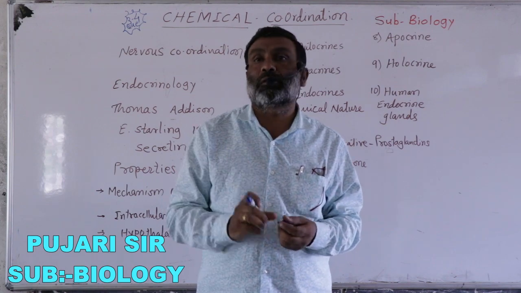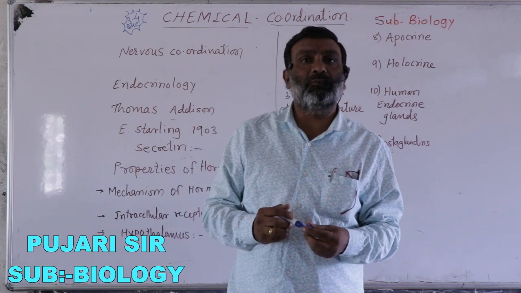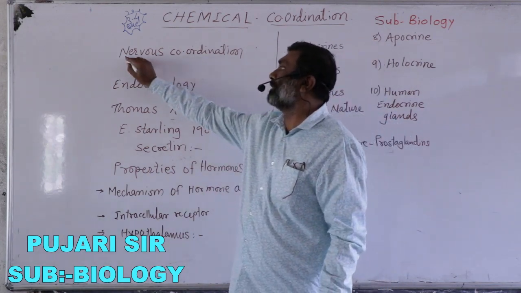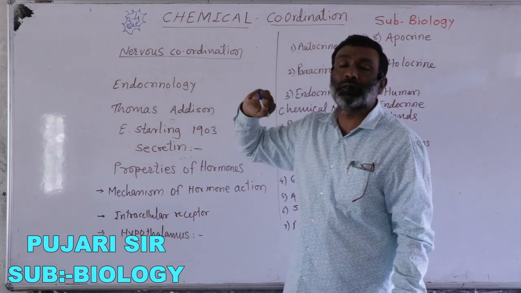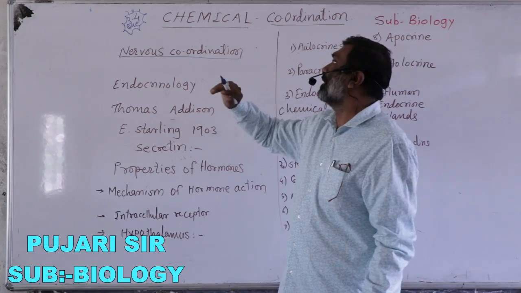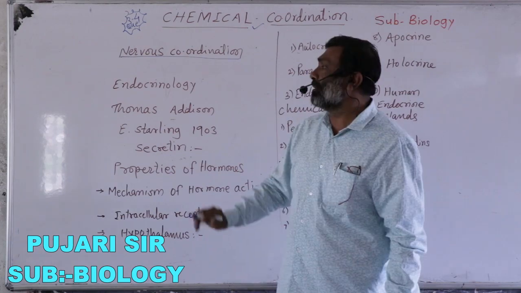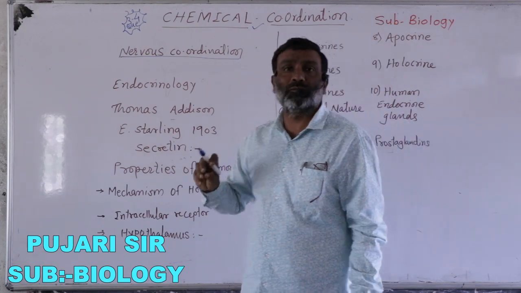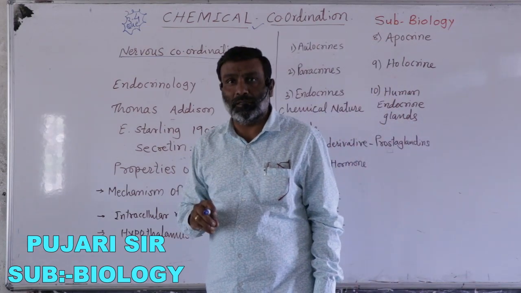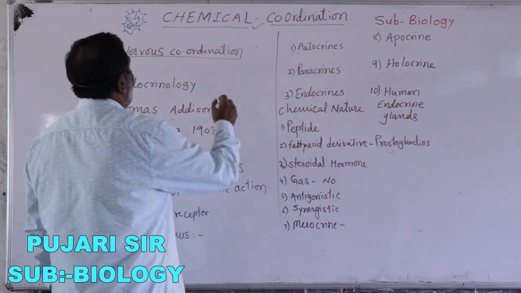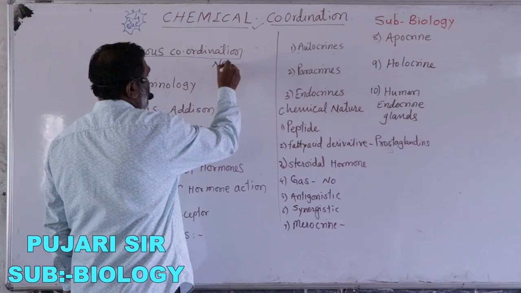So that's why we studied first of all the first part of the topic, that is called nervous coordination, and today we start the chemical coordination. Now the nervous coordination, what have we studied? We have studied that the nervous coordination occurs with the help of nerves.